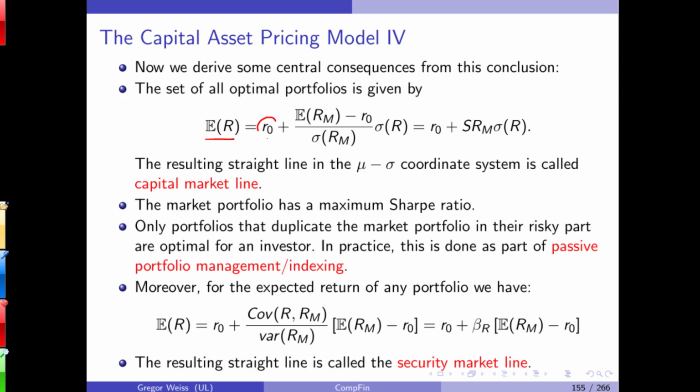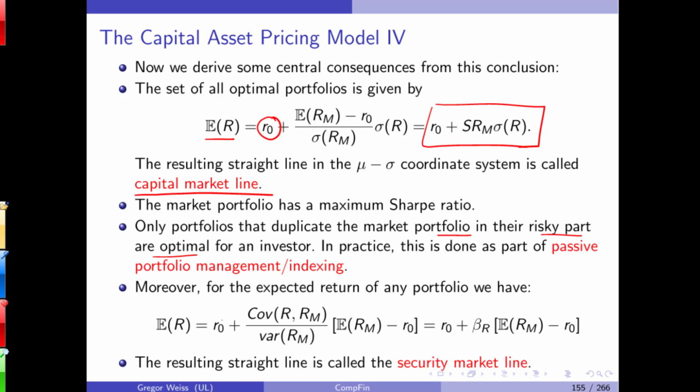You will start with the risk-free investment plus the Sharpe ratio times the volatility. This, if you plot this in a mu sigma graph, as we've done before, is called the capital market line, Kapitalmarktlinie. The market portfolio again has a maximum Sharpe ratio. Only portfolios that duplicate the market portfolio in their risky part are optimal for an investor, and this is again the foundation for passive portfolio management or indexing or index tracking.